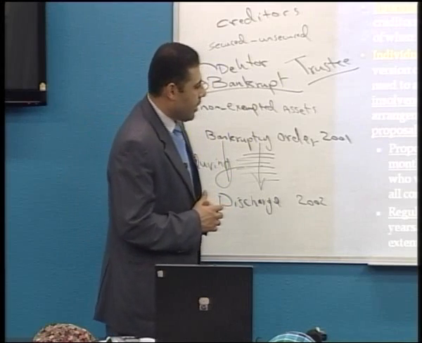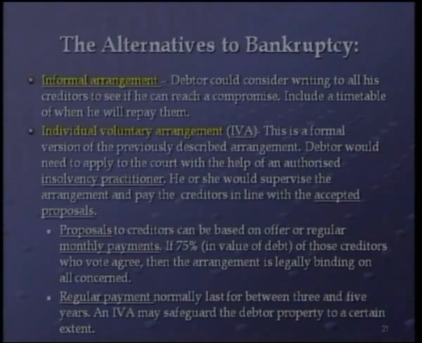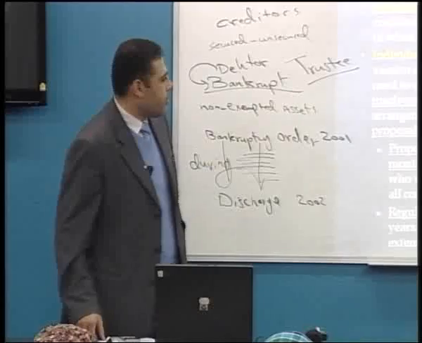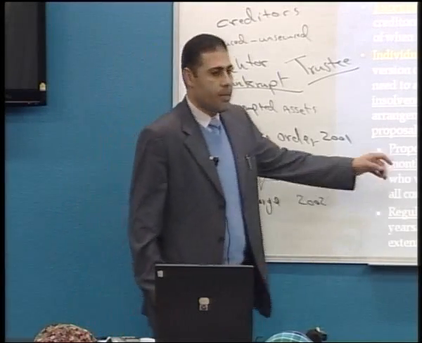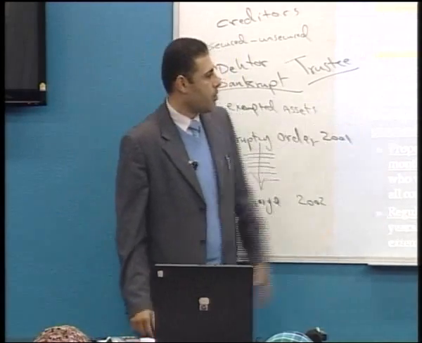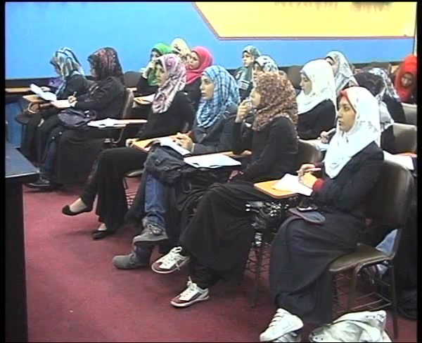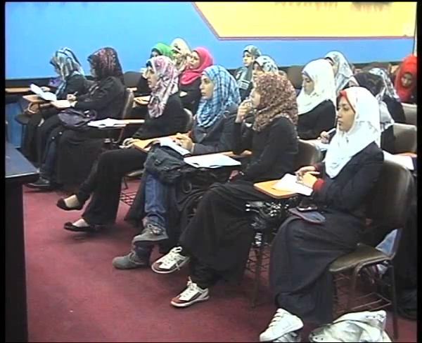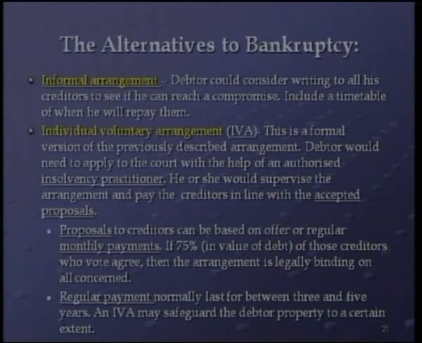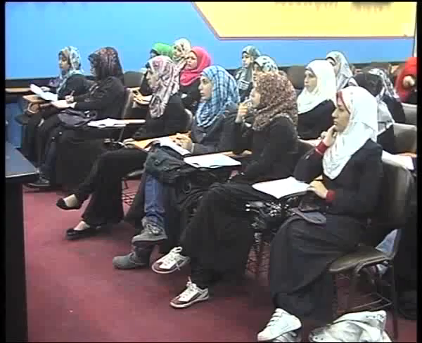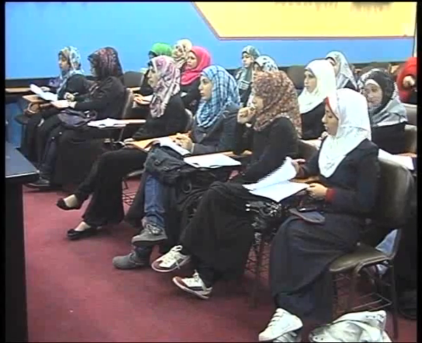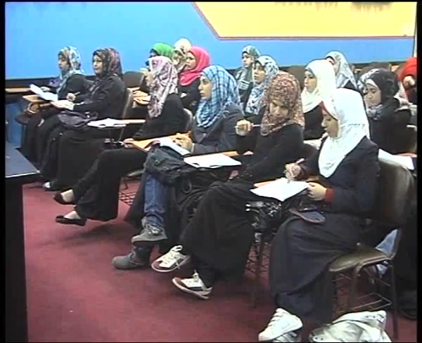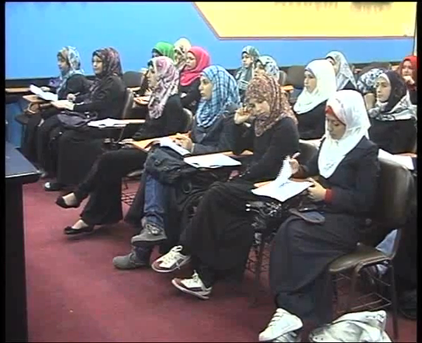The second, which is IVA, we had it before, but now we have to explain it in detail. IVA, individual voluntary arrangement. This is a formal version of the previously described arrangement. The debtor would need to apply to the court with the help of an authorized insolvency practitioner. He or she would supervise the arrangement and pay the creditors in line with the accepted proposal.